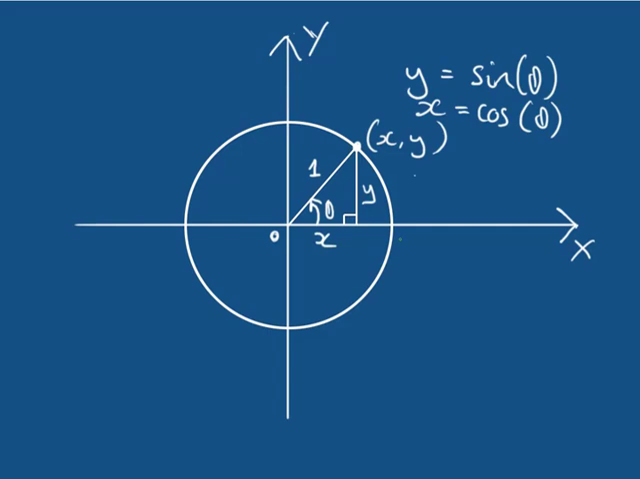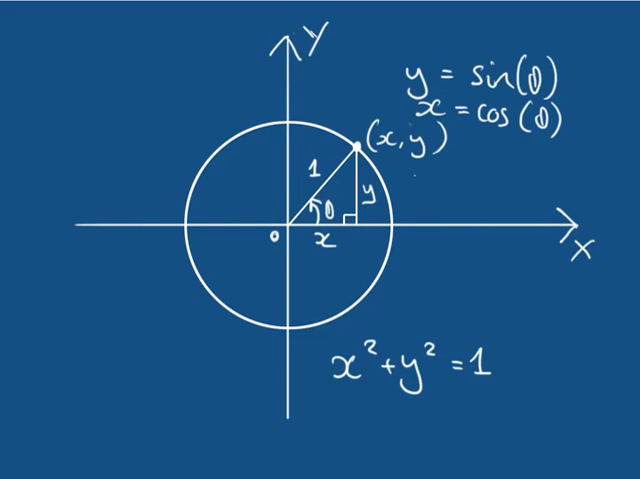Now we can apply Pythagoras' theorem to this right-angled triangle, and that tells us that x squared plus y squared is equal to 1 squared. And of course, since 1 is just a number, we can evaluate 1 squared, and that gives us the value 1. So we know that x squared plus y squared is equal to 1.